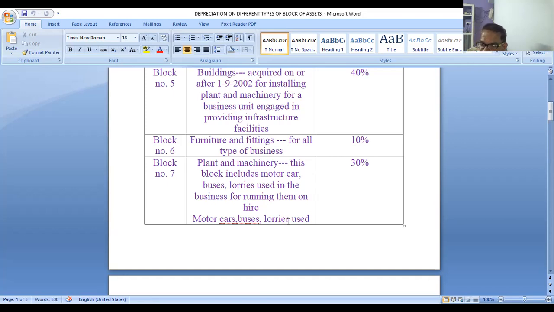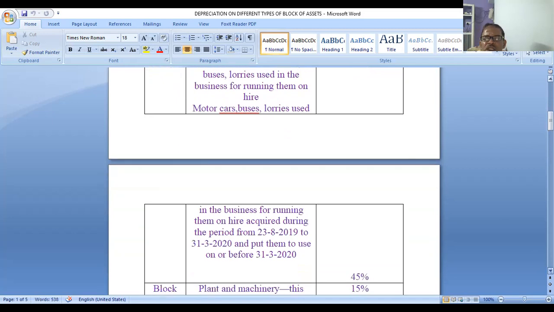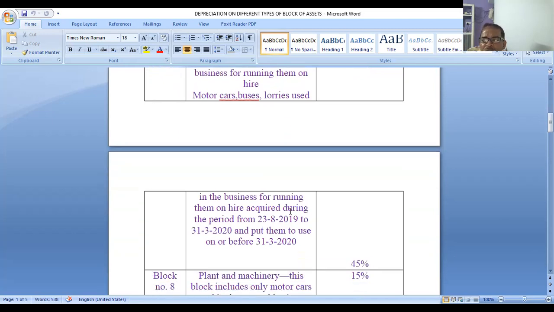Suppose the same motor cars, buses, lorries used in the business for running them on hire are acquired during the period, and dates are given, suppose this is the date: 23/8/2019 to 31st March 2020. If acquired during the period and you are using them before that date, 31st March 2020, 45% depreciation rate. Okay, so see the date difference here.